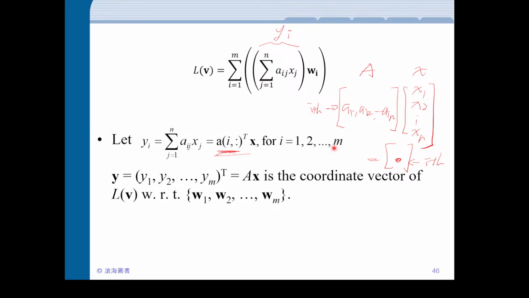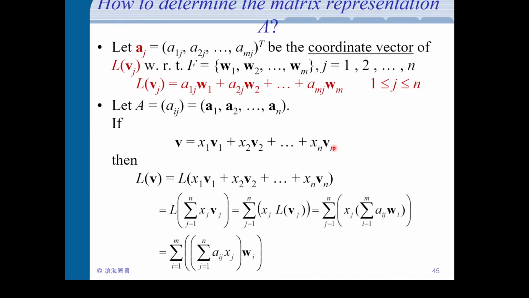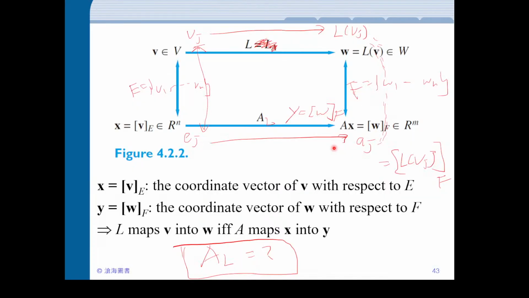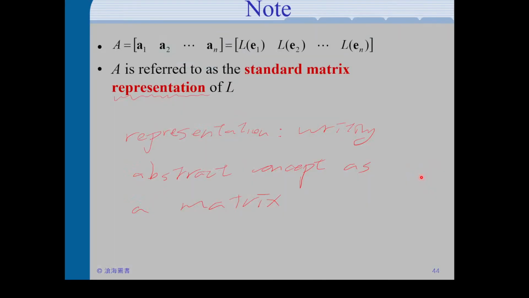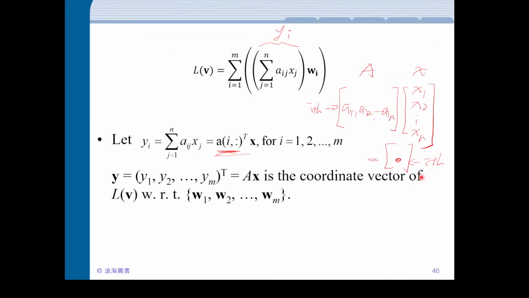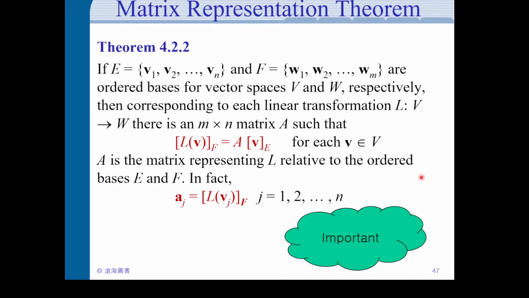I guess this is quite a complicated proof, but it's easier to remember this picture. Basically, we go from Ej to some Aj, then we go back to Vj, and we map to L of V, and L of V we map back to its coordinate. Then we need to take this coordinate. Okay. Any questions so far?